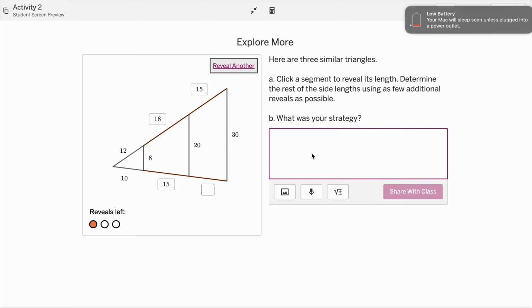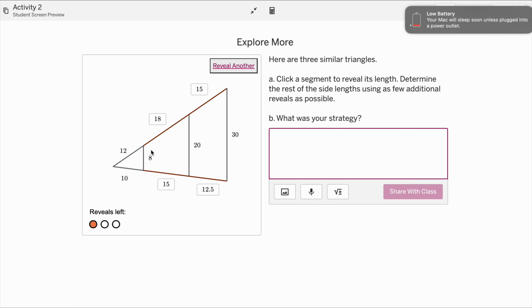7.5. 4 goes into 30 7.5 times. So then that's already 30. So the whole length would be 37.5. So I have to take 37.5 and subtract 10, which is 27.5. And then I have to subtract 15, which is equal to 12.5. So this little section right here is only 12.5.